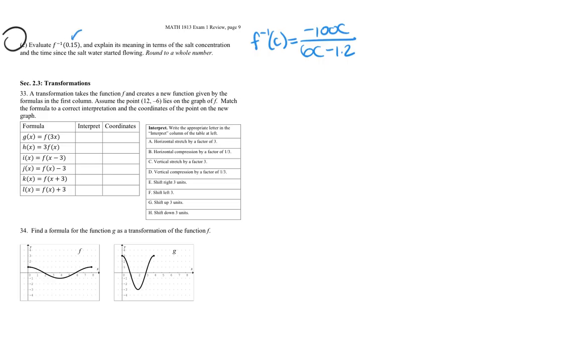So just a note, that is a value of C. And so I'm wanting to find when the concentration is equal to 0.15. So I'm looking for a T, and the answer for that is going to give me a time, right? When I plug in a concentration, I get a time. So negative 100 times 0.15 over 6 times 0.15 minus 1.2.